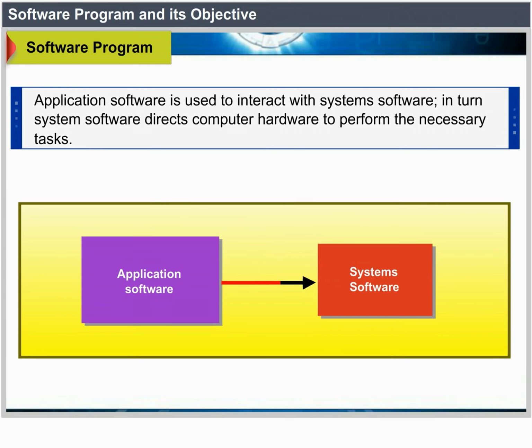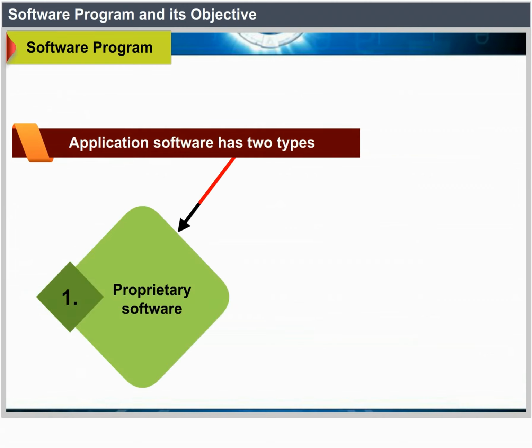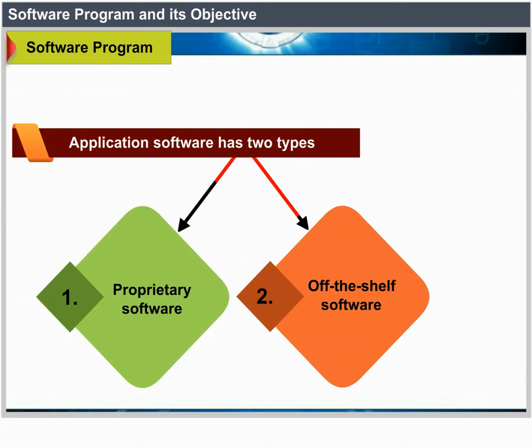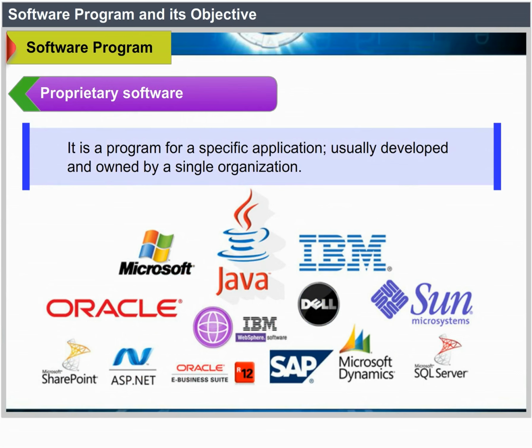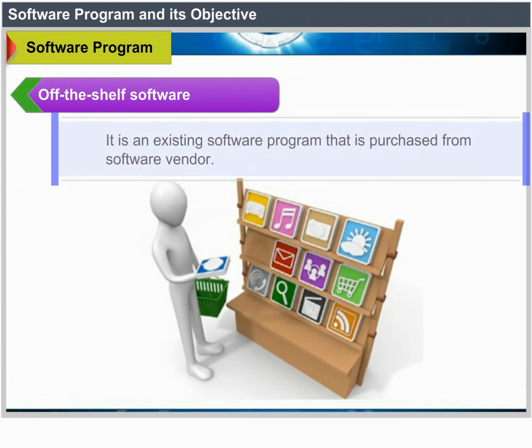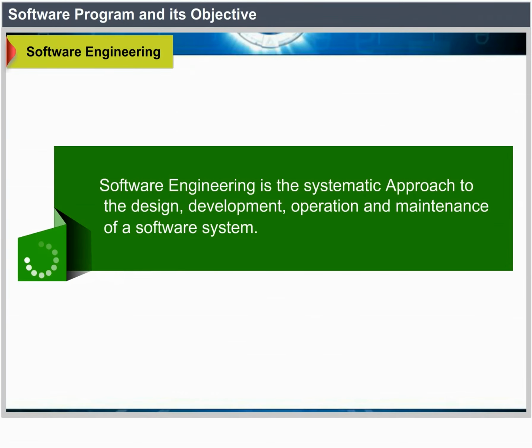Application software has two types: proprietary software and off-the-shelf software. Proprietary software is a program for a specific application, usually developed and owned by a single company. Off-the-shelf software is an existing software program that is purchased. Software engineering. Software engineering is a systematic approach to the design, development, operation and maintenance of a software system.